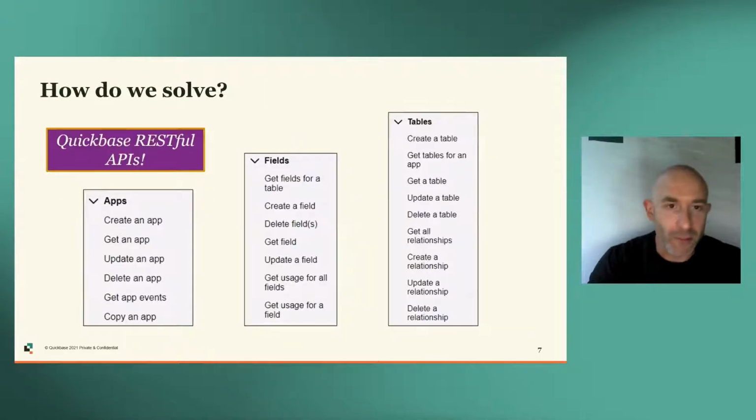So how are we going to solve for this? Well, QuickBase has a set of RESTful APIs. These are fairly new, and there are a few sets that will help us manage these processes. There are endpoints for dealing with applications, a set of API calls for managing fields, and some for dealing with tables and relationships.